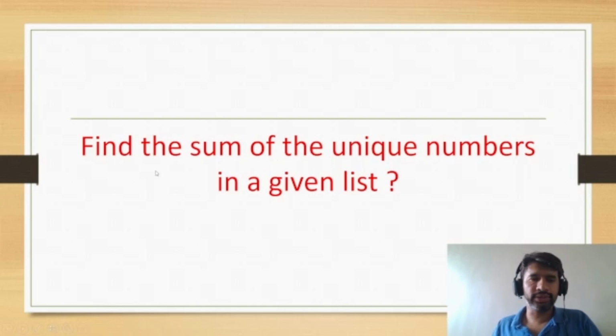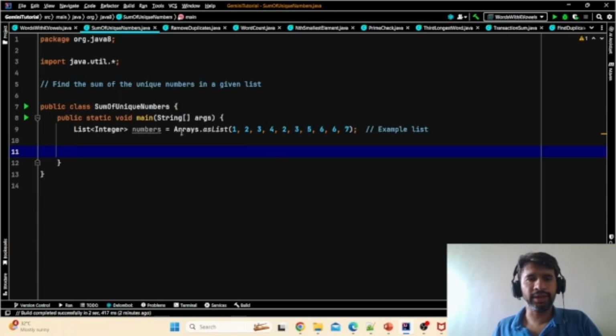So let's take the next question. The question is we have to find the sum of unique numbers in a given list. I'm reiterating the question: we have to find the sum of unique numbers in a given list. Let's see how to do it. We are given an ArrayList. This contains numbers and some are repeated also. We have to find out the sum of unique numbers.